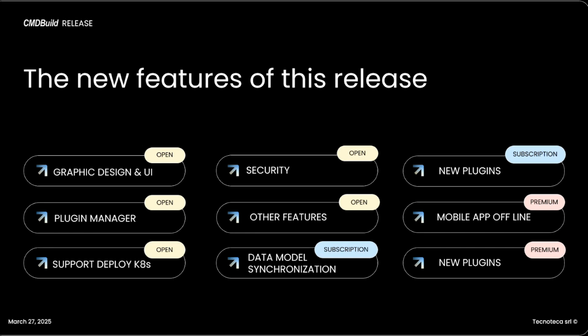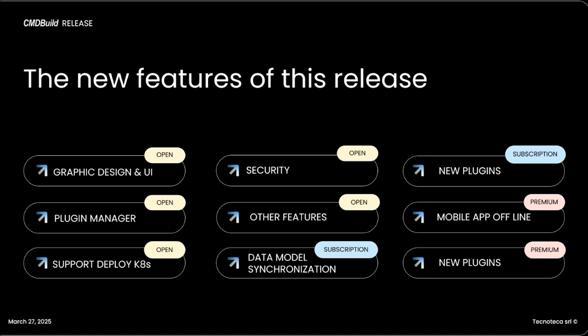Now let's take a recap of the main features of this release. Then I will hand it over to my colleagues who will dive deeper into the technical details. As you can see in this slide, these features are categorized using three different tags. So, open: this refers to the functionalities available in the open source version of CMDBuild core, meaning that they are accessible to everyone.